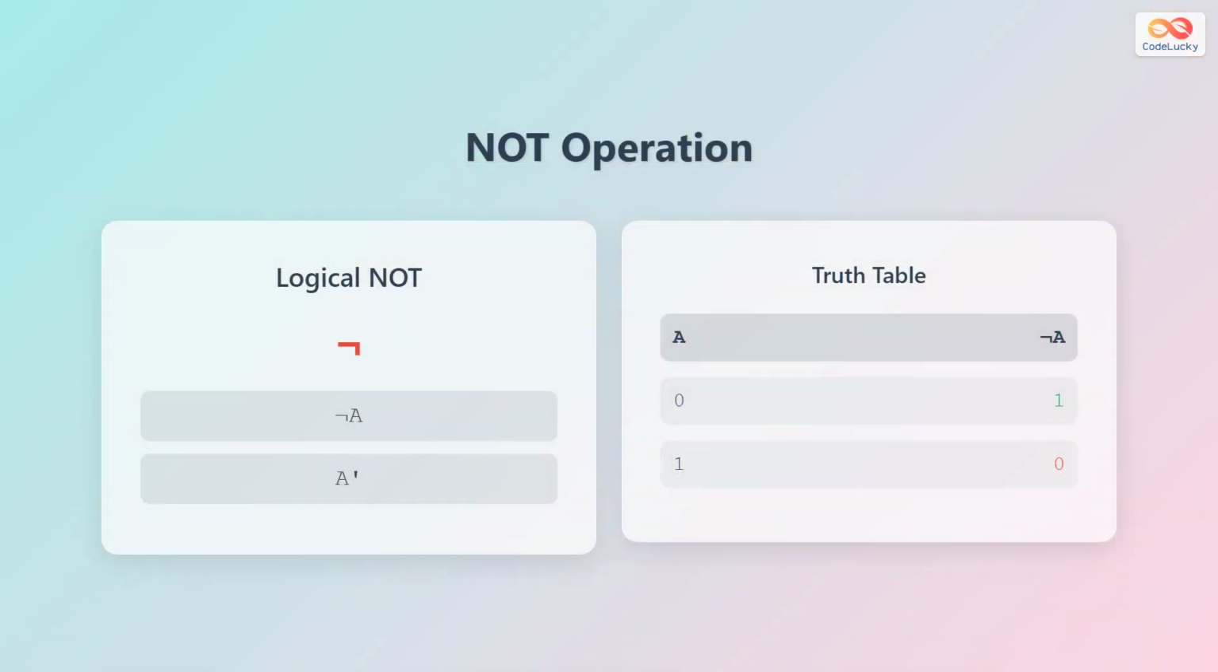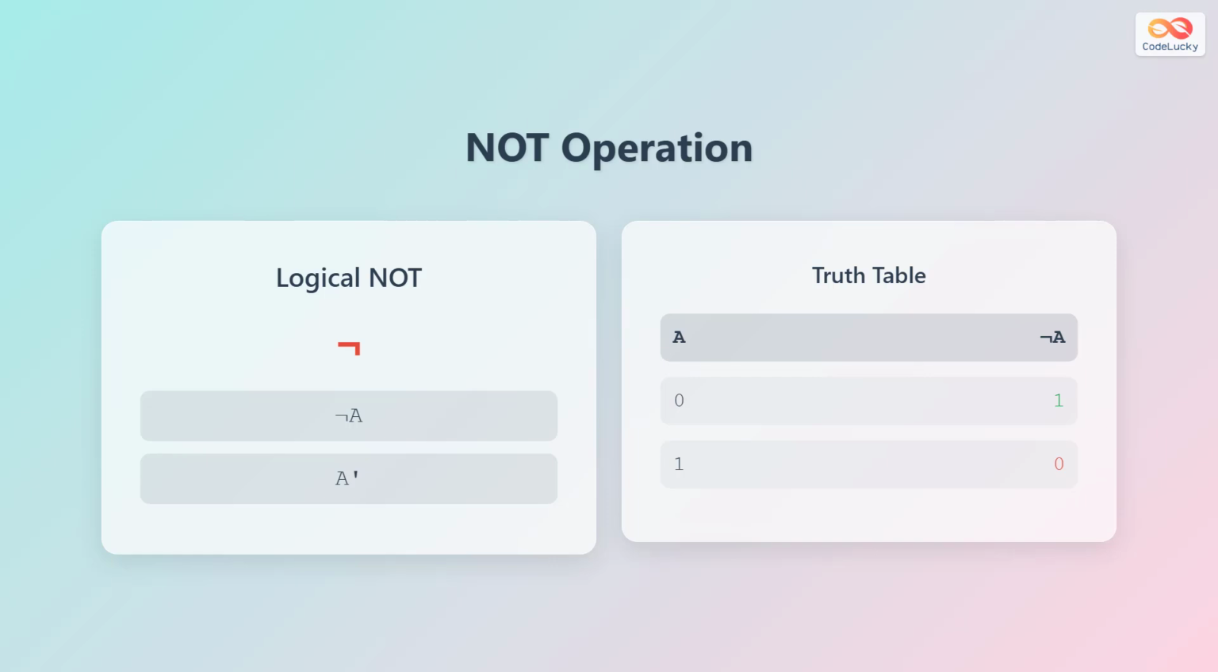The NOT operation is our final operation. The NOT operation, also known as logical NOT, is a unary operation, meaning it operates on a single input. The symbol to represent the NOT operation is a ¬, or an apostrophe. So, not A can be written as ¬A or A'.